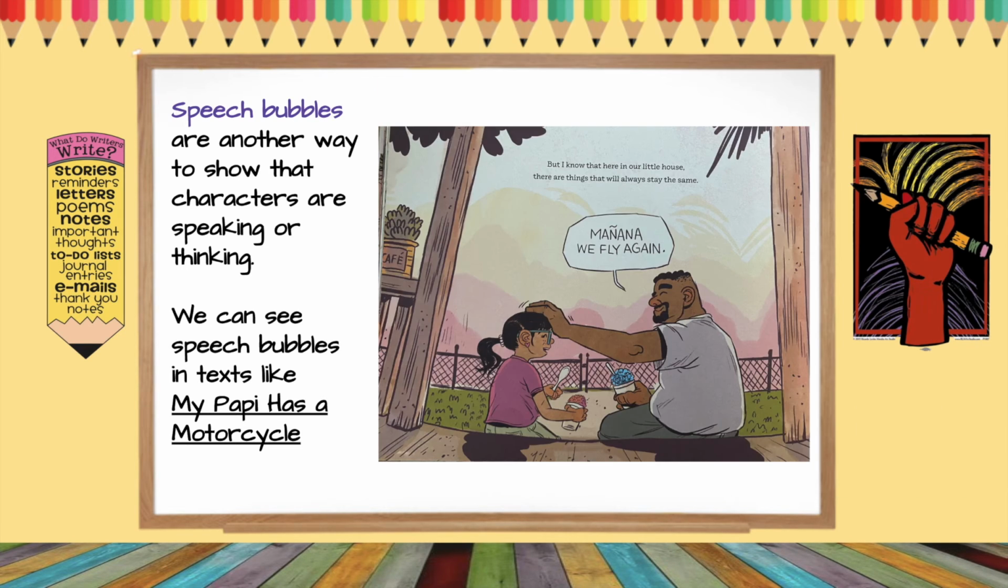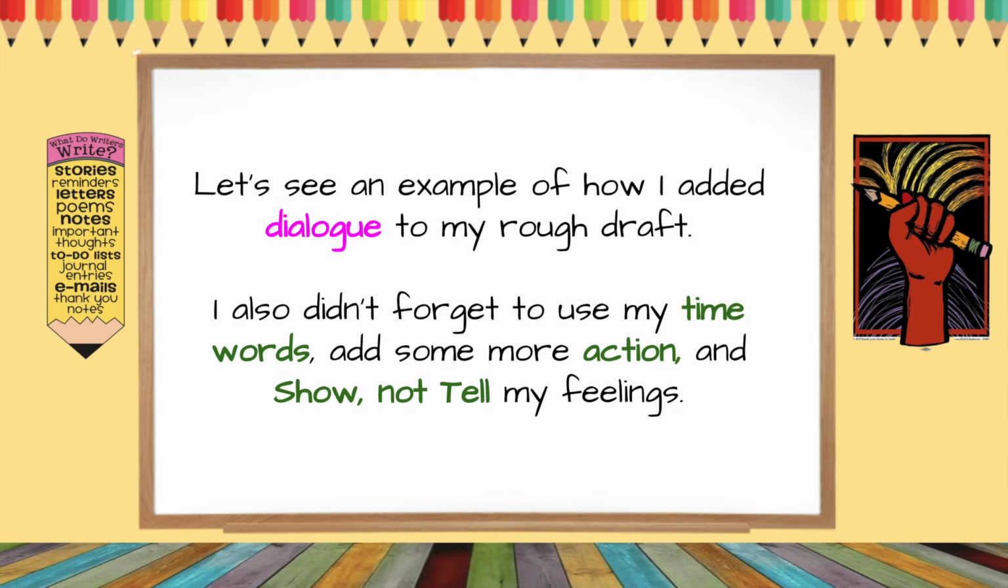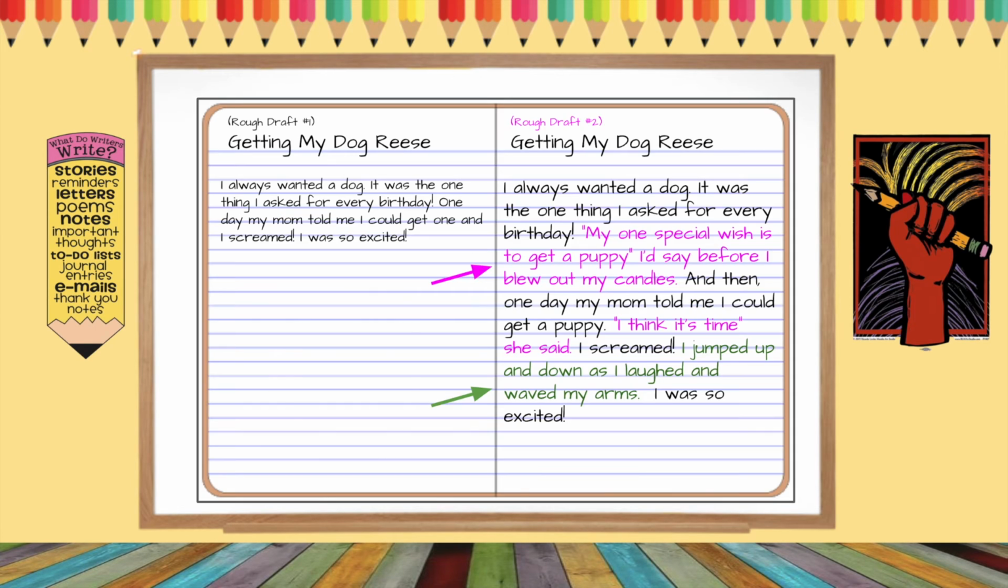Now, in our small moments stories, we're going to add dialogue that mostly has quotation marks because we're not drawing many pictures to have speech bubbles. So let's see an example of how I added dialogue to my rough draft. I also didn't forget to use my time words, add some more action, and show not tell my feelings. So let's take a look.